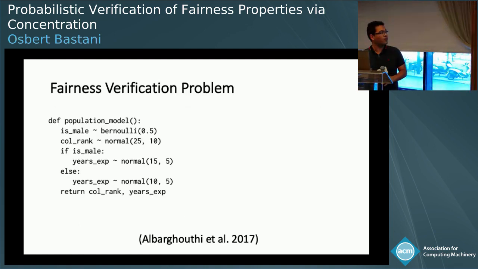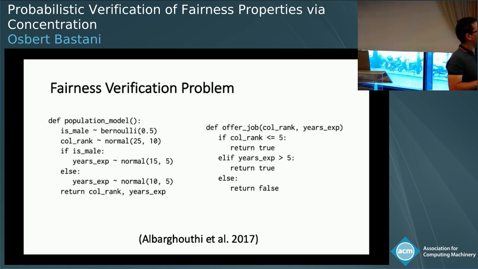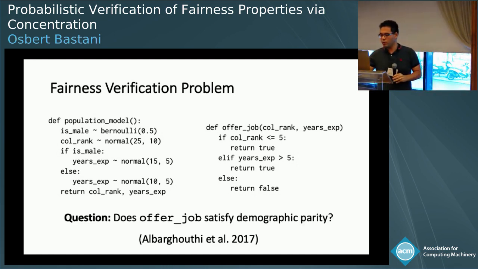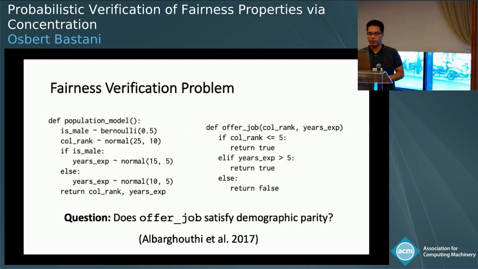So now we have a notion of fairness, so we can formalize the fairness verification problem a bit more. And just to make things a bit concrete, we're given a population model. It can be in any form, but here we've shown one in the form of a probabilistic program. So basically what we can do is take samples from this program. And then on the right-hand side, we have a classifier which takes a sample from the population model and outputs whether or not that sample should be given a job. And the question we want to answer is, does the classifier, together with the population model, satisfy demographic parity?